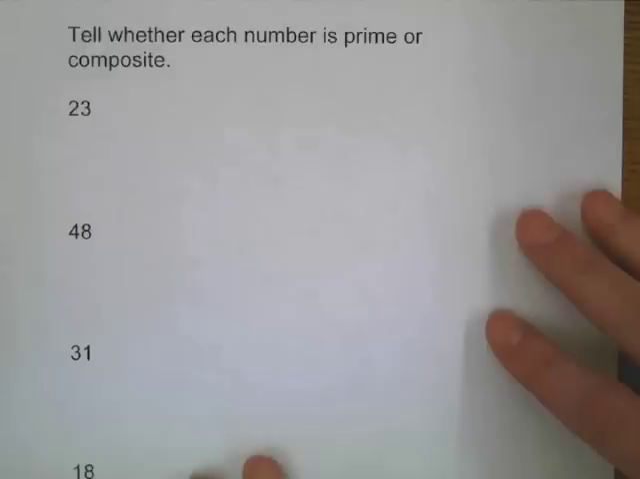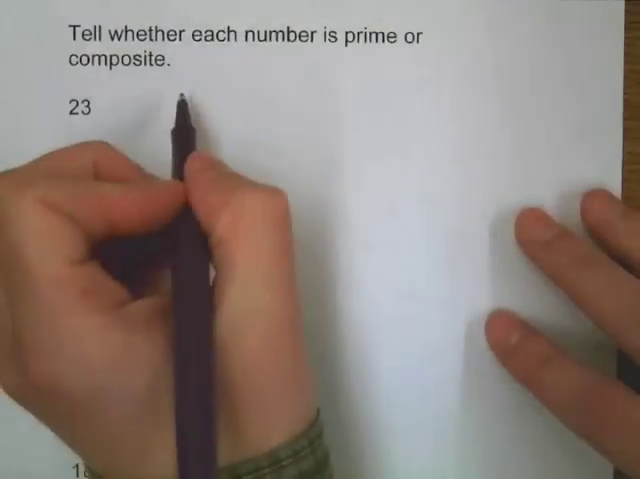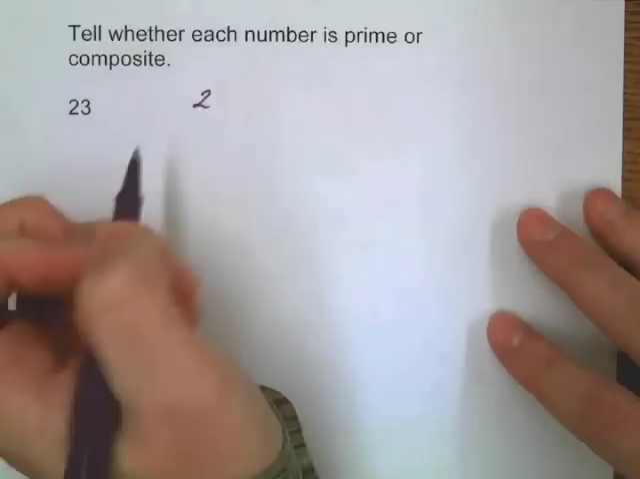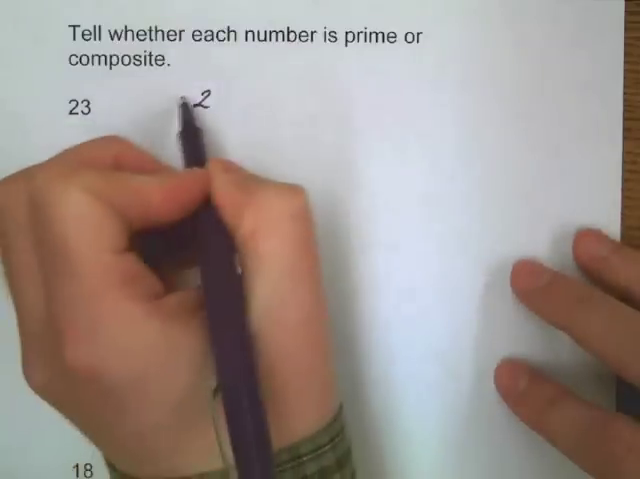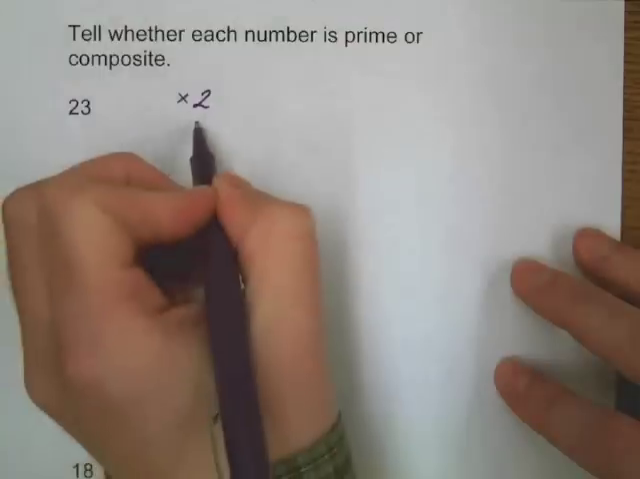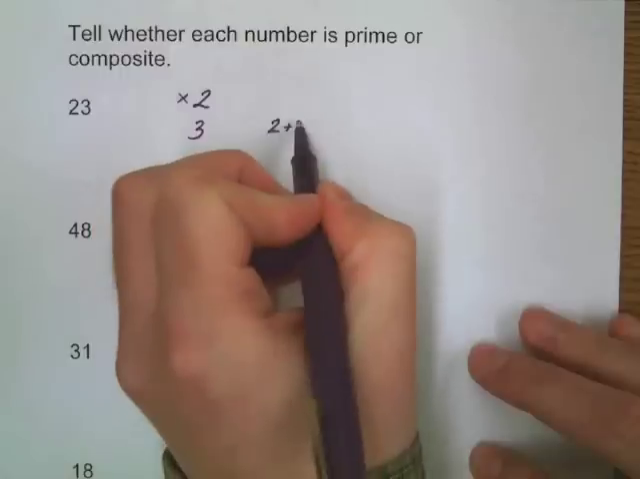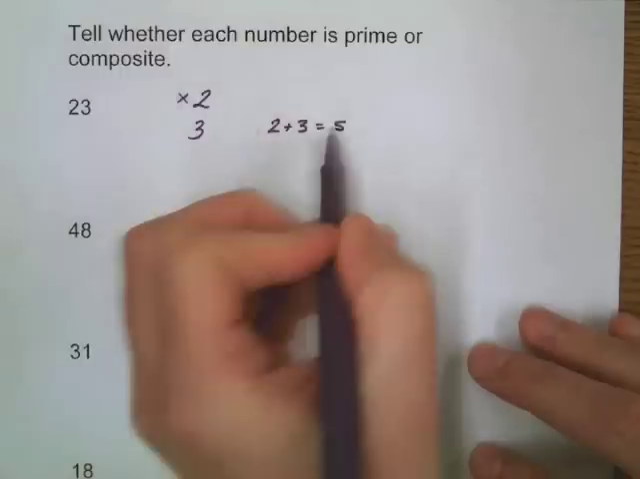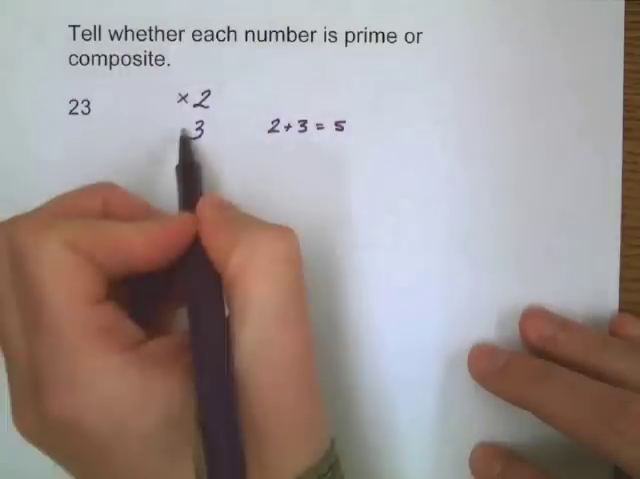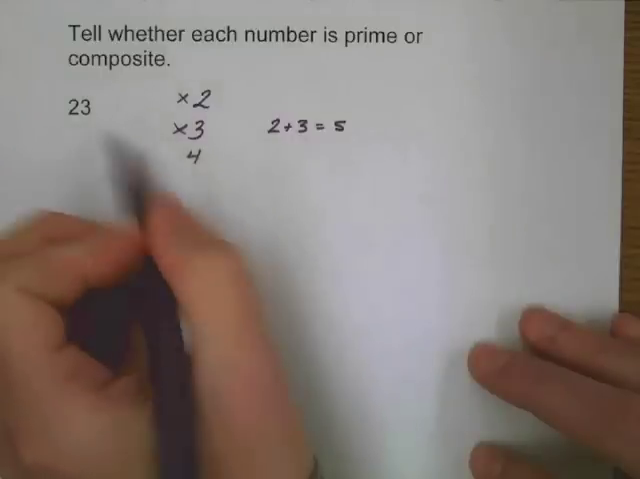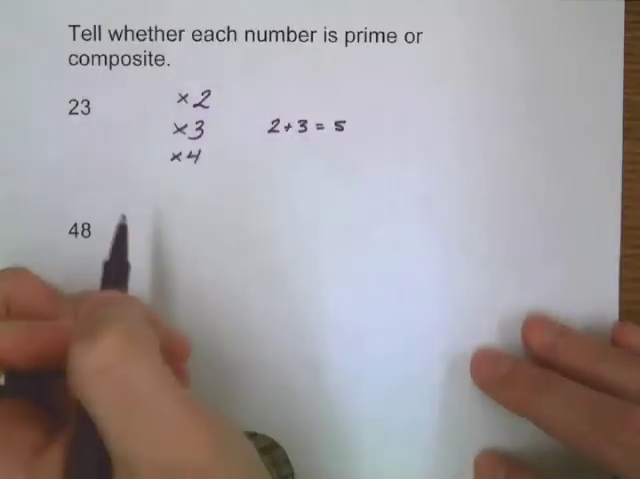Let's determine whether each of these numbers is prime or composite. So the number 23. I'm just going to use my divisibility rules. Is it divisible by 2? Well, it's an odd number, so no. Is it divisible by 3? Well, let's see. 2 plus 3 is 5. 5 is not divisible by 3, so the whole number is not. Is it divisible by 4? Well, 23 is not divisible by 4, so no.